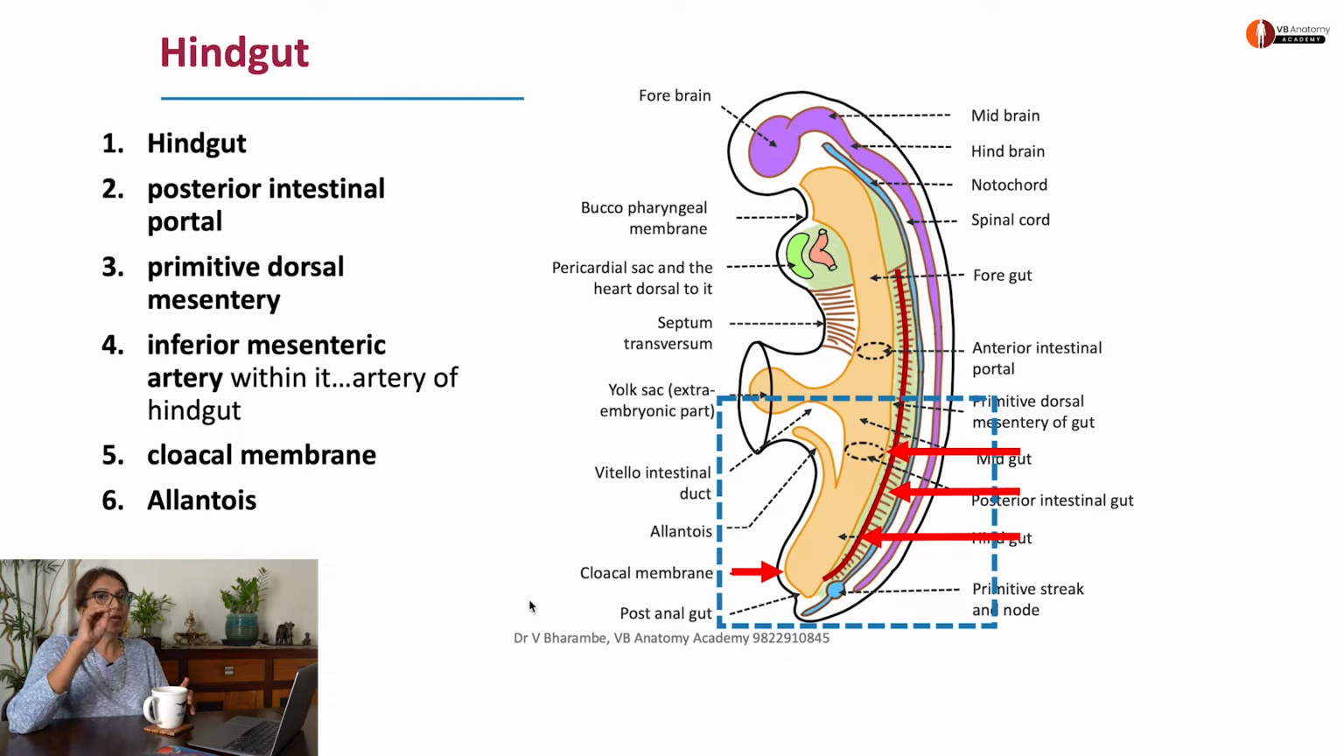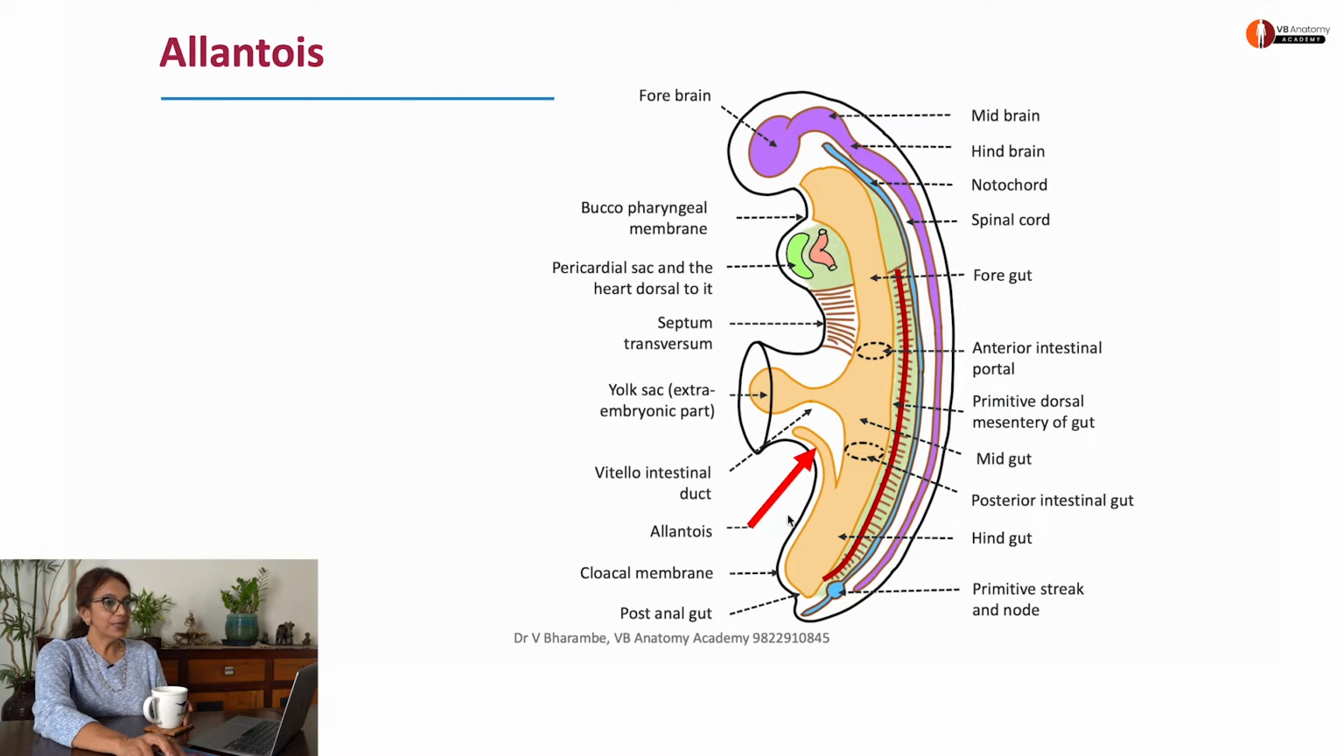Remember, there is no mesoderm between the two layers at the cloacal membrane. And here is the allantois. The allantois is a diverticulum of the hindgut, which enters the umbilicus at this point. Now, this is the anatomy you should know. Everything else is very easy. Now you can see the focus on the allantois. As you focus on it, you can see that the hindgut, at the point where the allantois is attached, can be divided into two parts: a pre-allantoic part and a post-allantoic part.